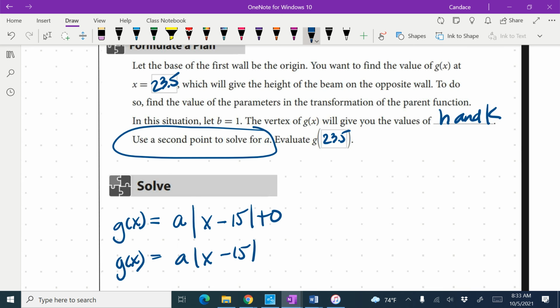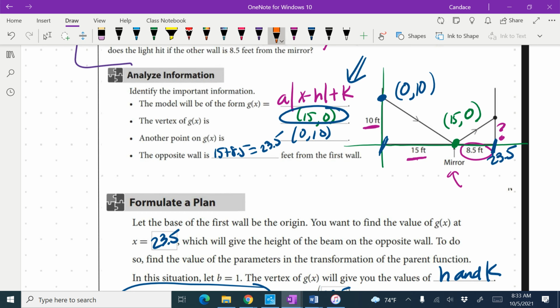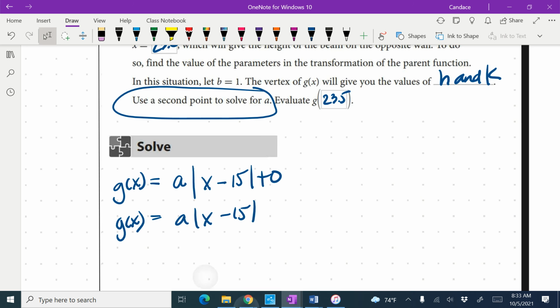All right. Now I need another point on the graph to solve for a. So instead of reading the slope off like I was doing before, I'm going to plug a point in. Did I have another point that we came up with? Yeah, 0, 10. So I'm going to put 10 in for the y. Remember, y is disguised as g of x. And I'm going to put 0 in for the x. So I kind of color-coded there what I was plugging in.